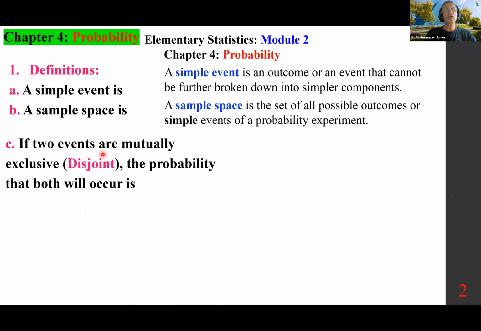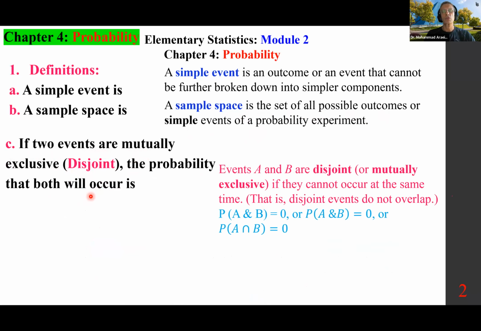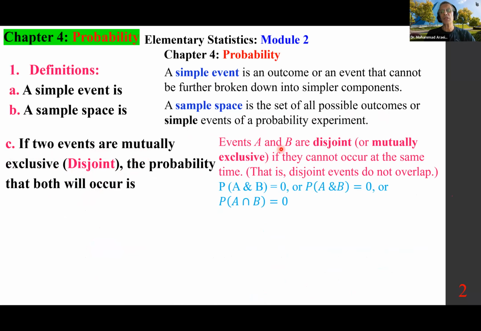If two events are mutually exclusive or disjoint, the probability that both will occur is 0. So events A and B are disjoint or mutually exclusive if they cannot occur at the same time. That is, disjoint events do not overlap.